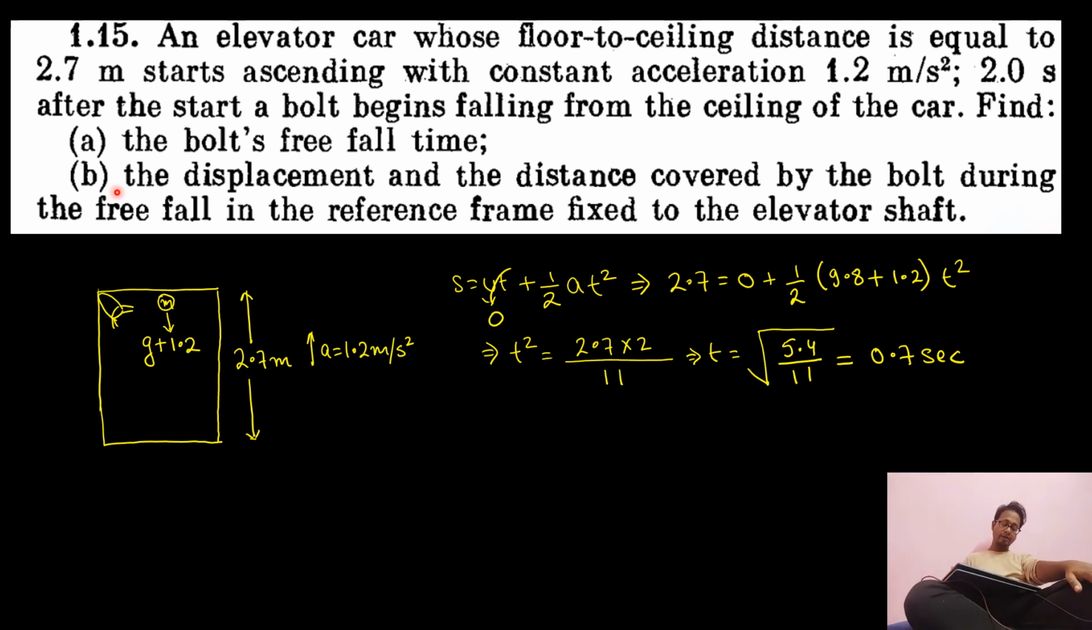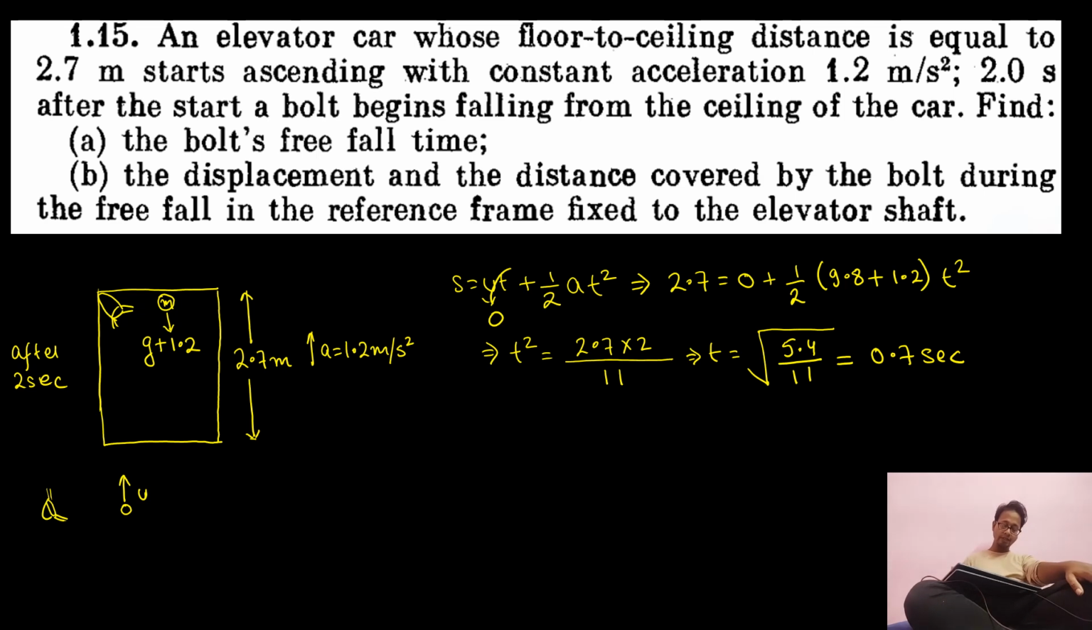Now the second part of the question is the displacement and the distance covered by the bolt during the free fall from the frame of reference fixed to the elevator shaft. The elevator shaft is nothing but the shaft of the elevator which is fixed to the ground. So from the frame of reference of the ground. This happened after 2 seconds, no? So after 2 seconds, suppose the ball picked up the velocity of the elevator from the frame of reference of the ground.